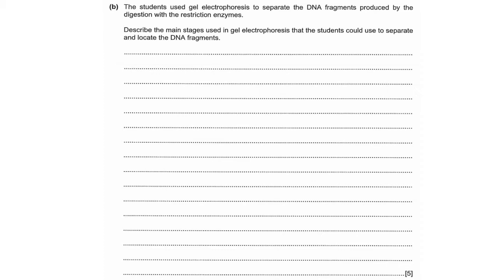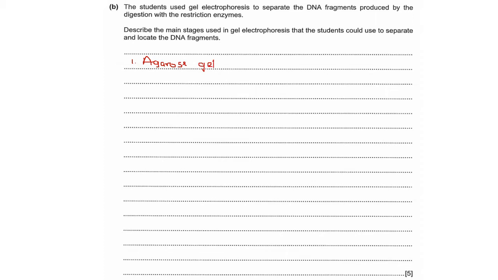So for example, if you want to carry out the process of gel electrophoresis, the first thing you need to do is to make the gel. And you know that the gel that you use for DNA is agarose. So you're going to prepare agarose gel, right? So just by saying prepare agarose gel, that would be 1 mark already. Okay, so prepare agarose gel.